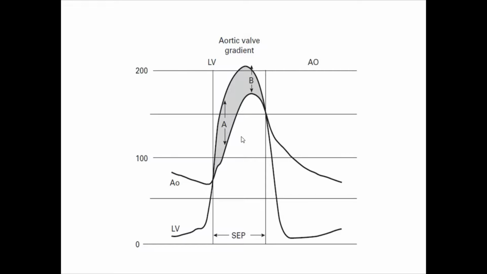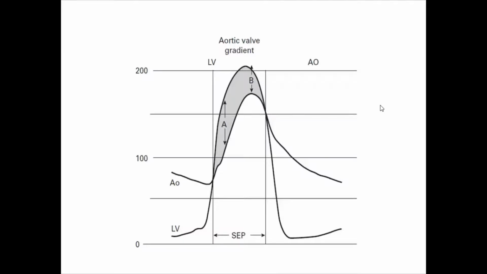B is peak to peak. So the maximum here, B, is the peak to peak. And A is the peak instantaneous gradient.